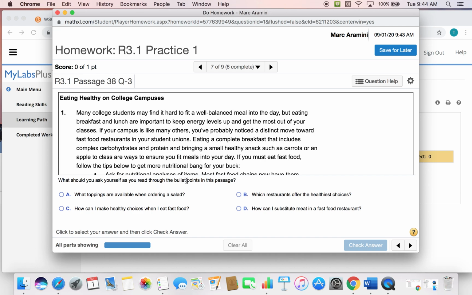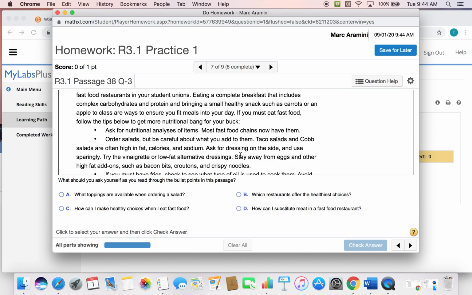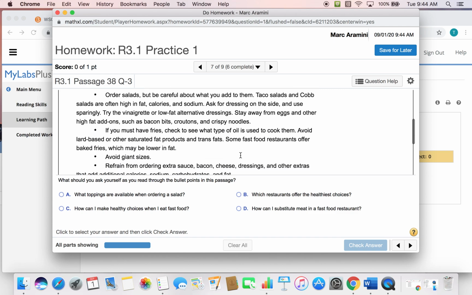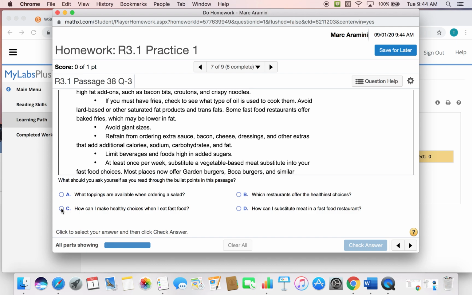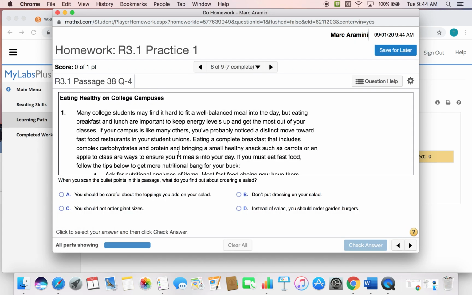What should you ask yourself as you read through the bullet points? What toppings? How can I make healthy choices when I eat fast food? Which restaurants offer the healthiest choices? How can I substitute meat in fast food restaurants? So, most fast food chains. Okay, it's talking about fast food chains there quite a bit. Fries, giant sizes. So I'm going to say it's how can I make healthy choices when I eat fast food? Okay, great, it is. All right.